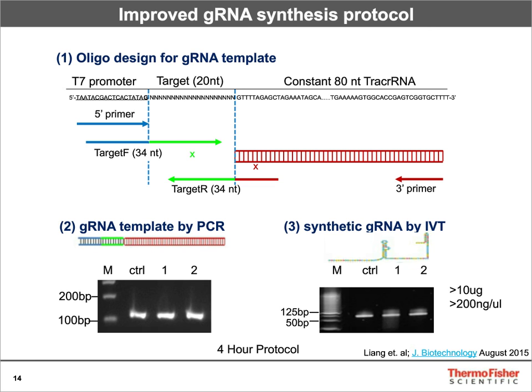With the process described here, we can get greater than 10 micrograms of guide RNA at a concentration of minimum 200 nanograms per microliter. So all in all, this is a very robust and rapid method to synthesize your guide RNA, and it's also high throughput and amenable. You can order oligos in 96-well format and then go through this process and synthesize 96 different guide RNAs in less than 4 hours.